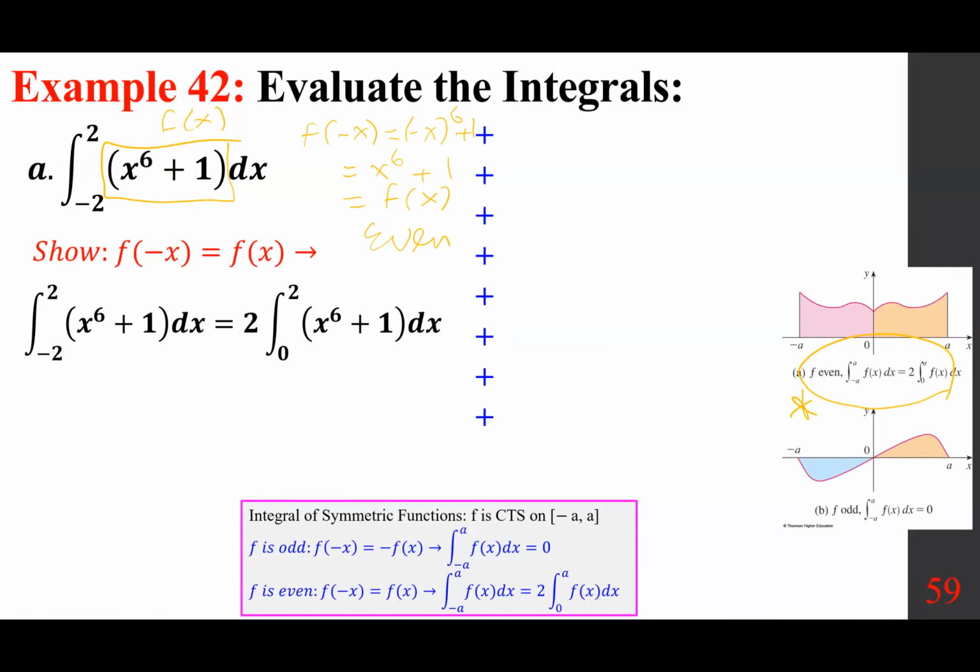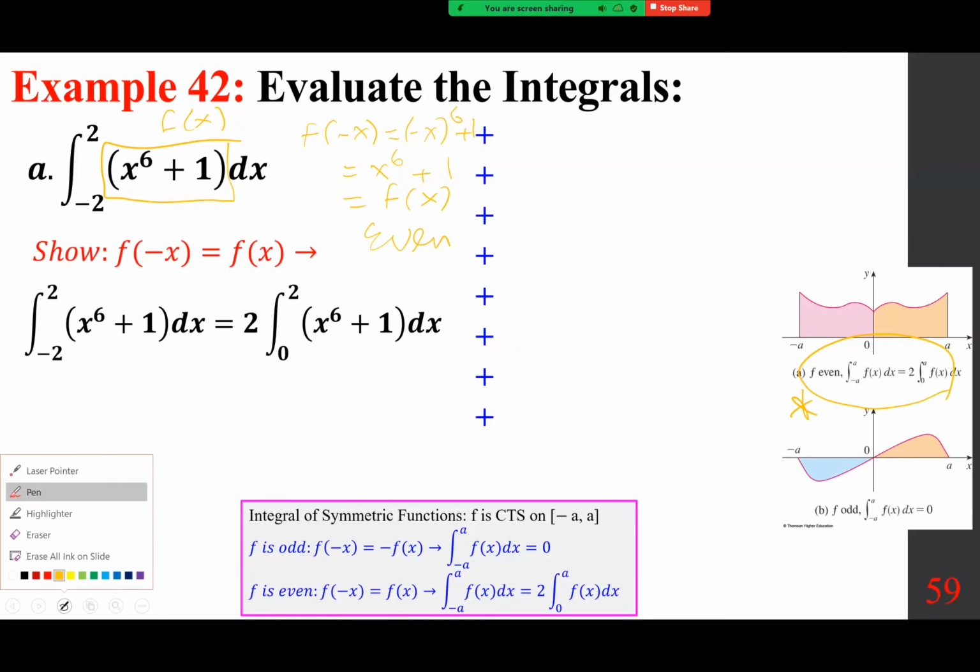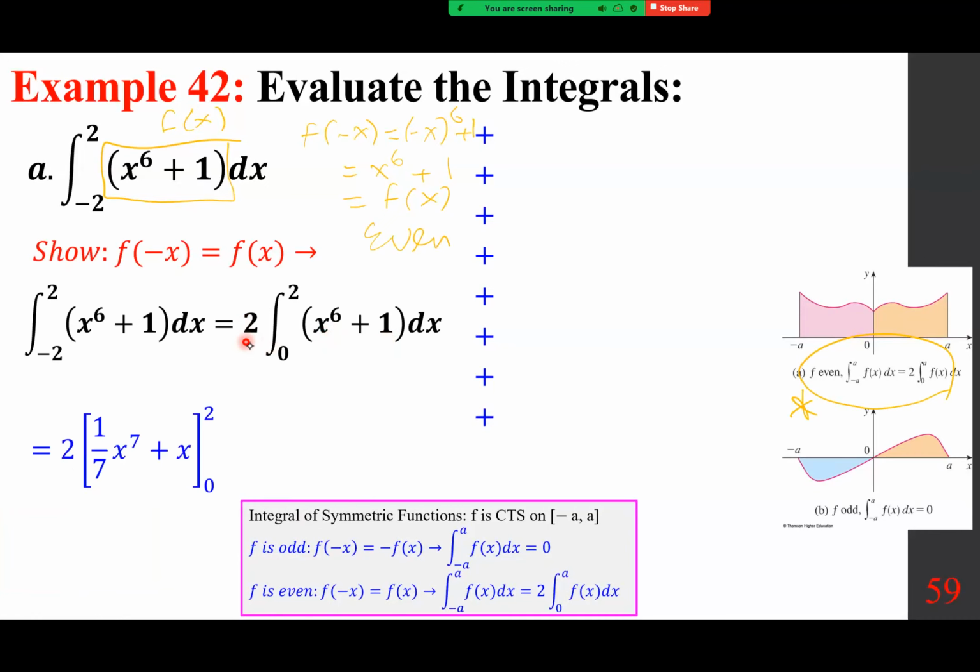So x to the power of 6, 1 over 7, x to the power of 7, plus 1 gives us plus x. We don't need the constant. We evaluate it from 0 to 2. Don't forget there's a 2 in front. And now the reason it makes it easier is because 0 makes it 0. All you have to do is plug in 2. Okay, so 2 times 1 over 7, 2 to the power of 7 plus 2.